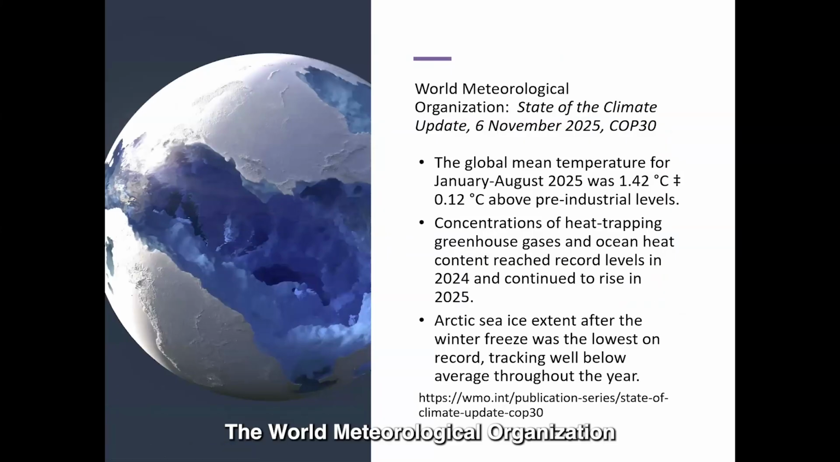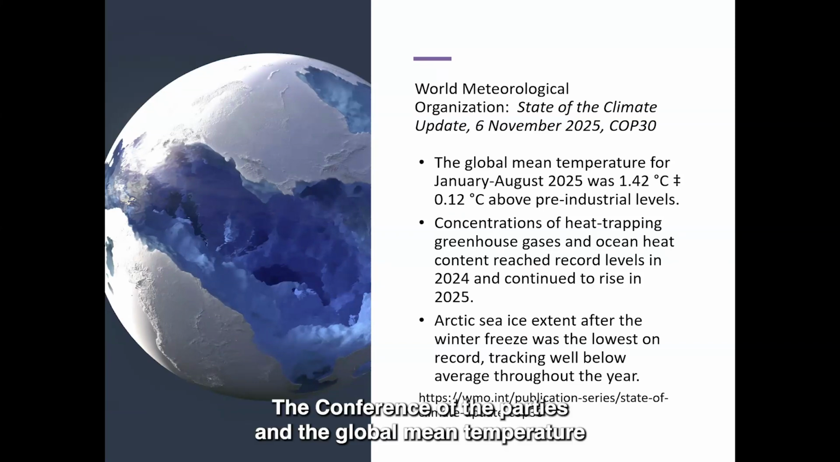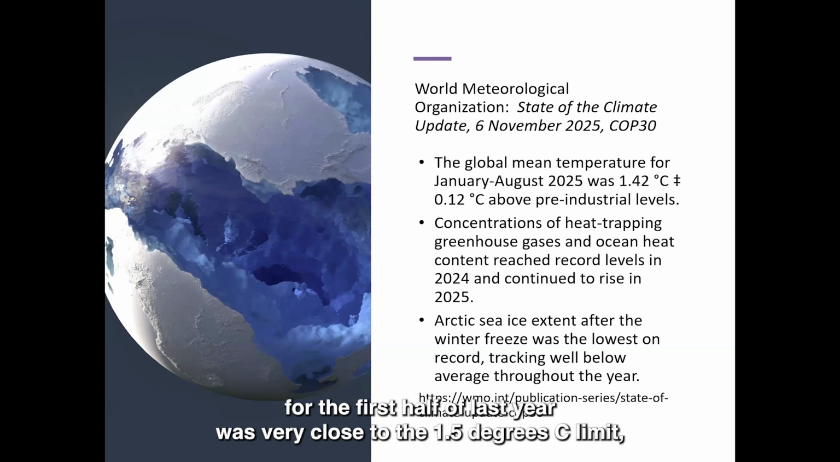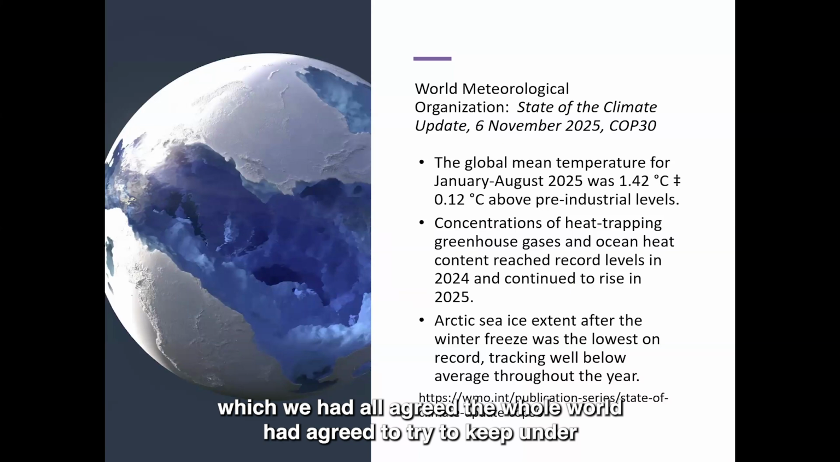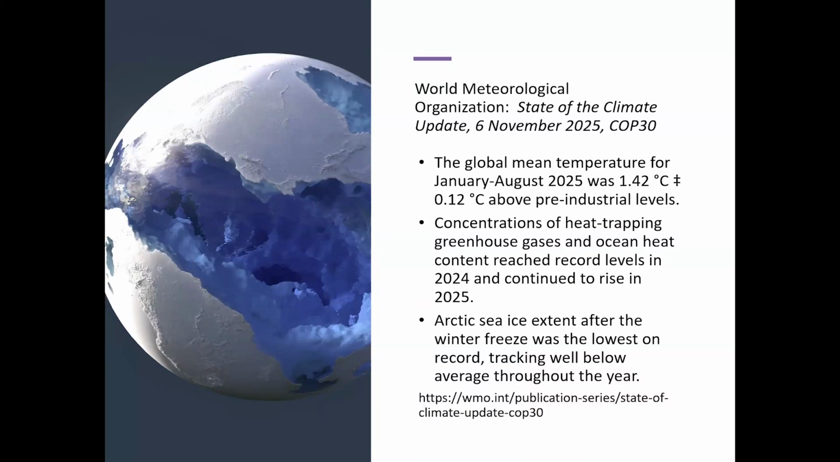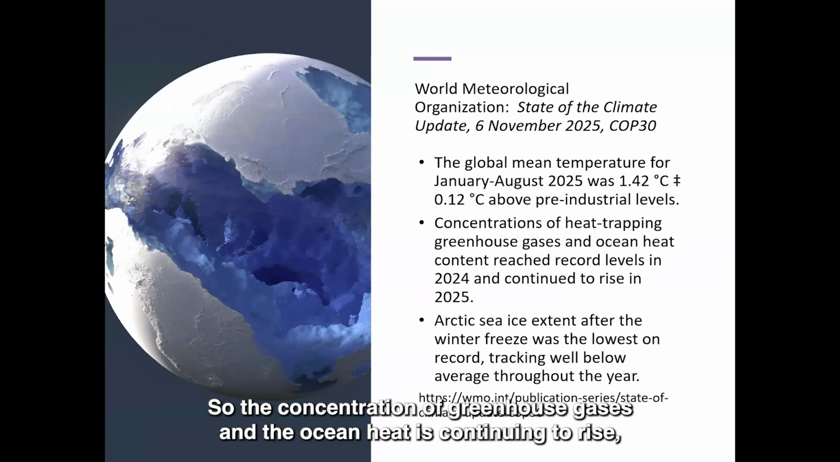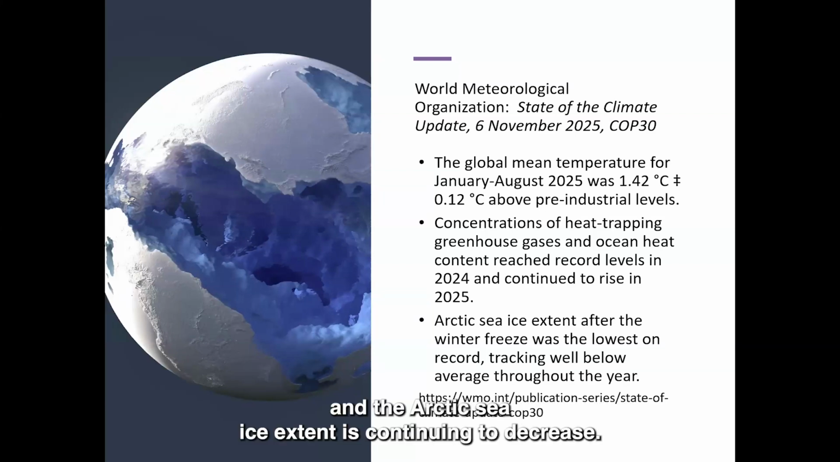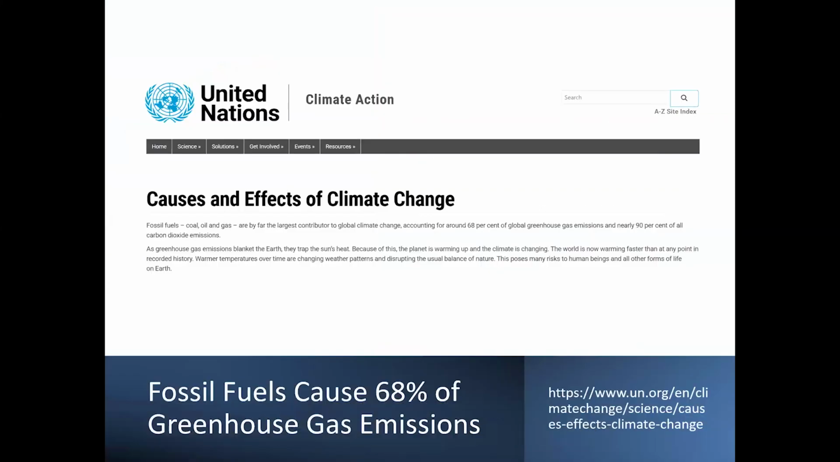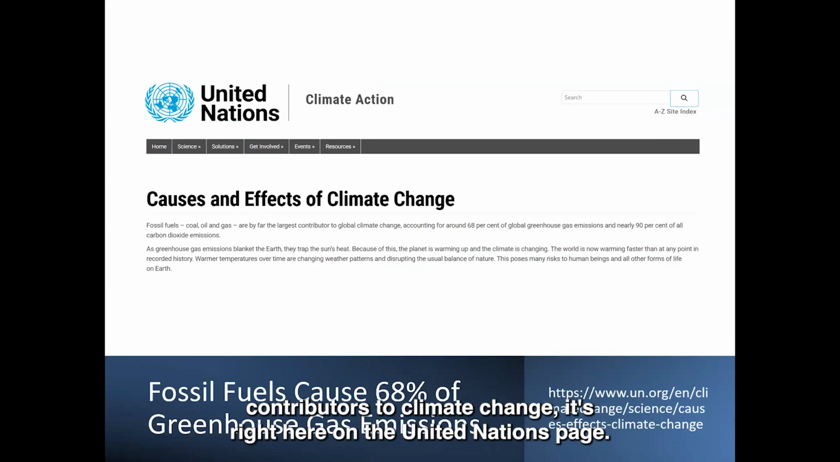The World Meteorological Organization gives a report of the state of the climate for the COP, the Conference of the Parties, and the global mean temperature for the first half of last year was very close to the 1.5 degree C limit, which the whole world had agreed to try to keep under 11 years ago, the 2015 Paris Conference Agreement. The concentration of greenhouse gases and ocean heat is continuing to rise, and the Arctic sea ice extent is continuing to decrease.